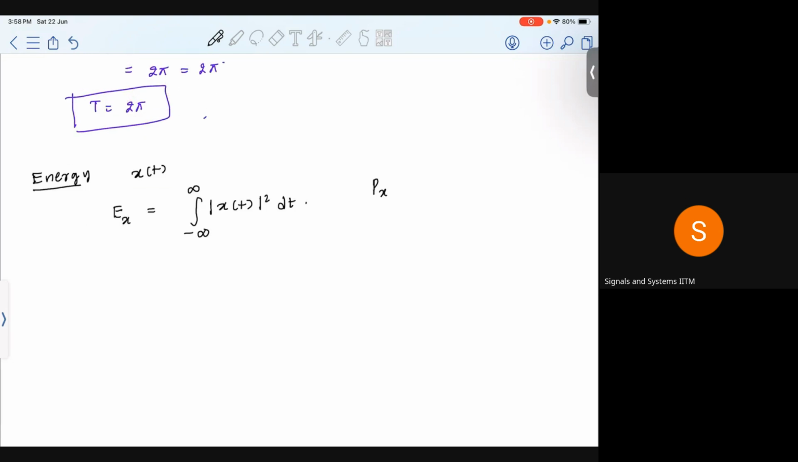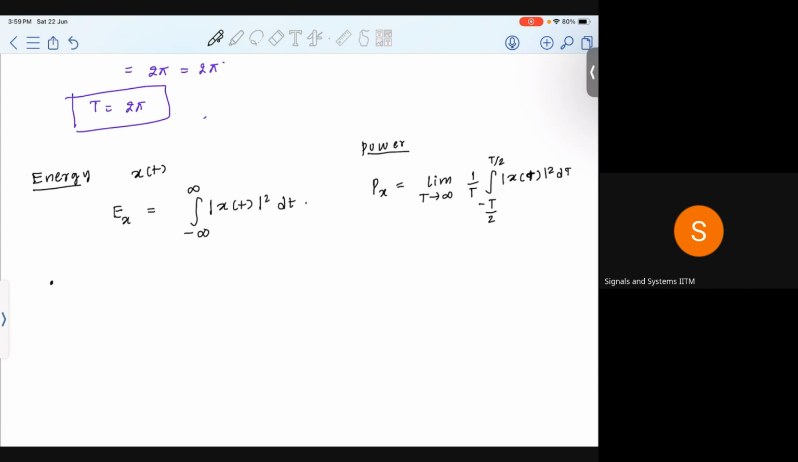And similarly, the power of the signal is defined as limit T tending to infinity of 1 by T times the integral from minus T by 2 to T by 2 of mod x of tau whole square d tau. Is that correct? Okay. So this is power.